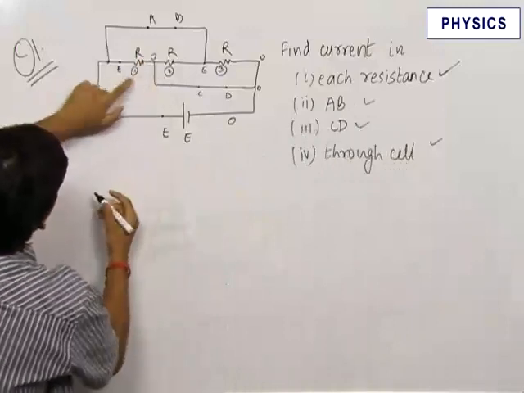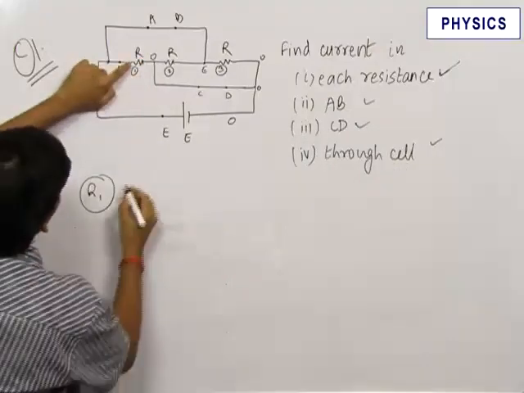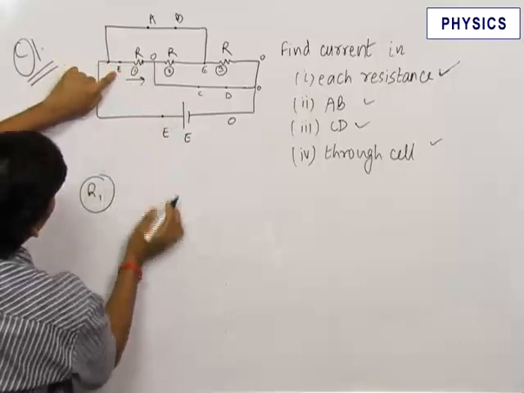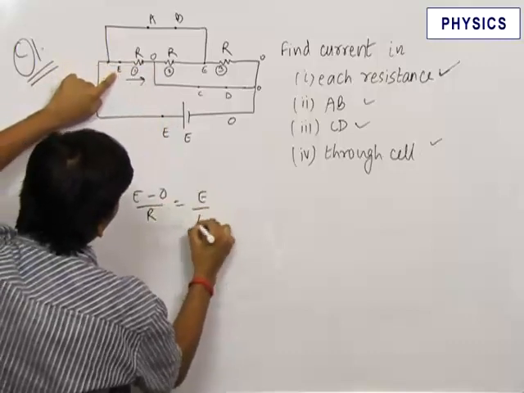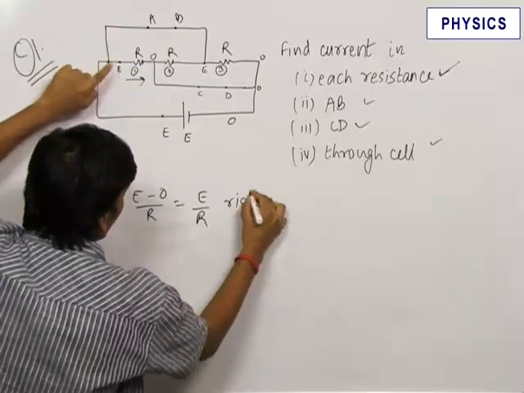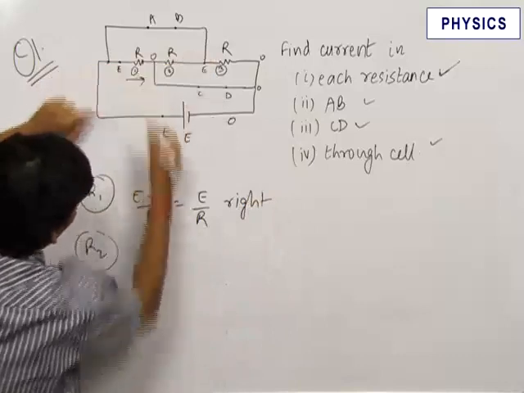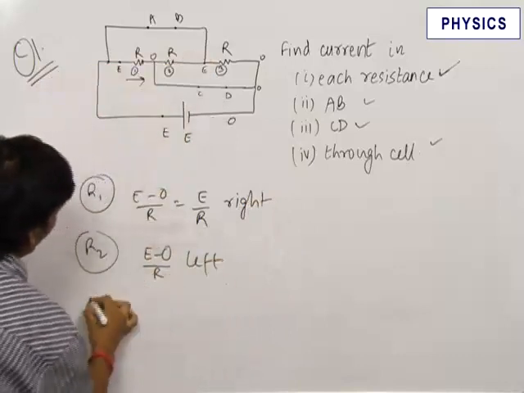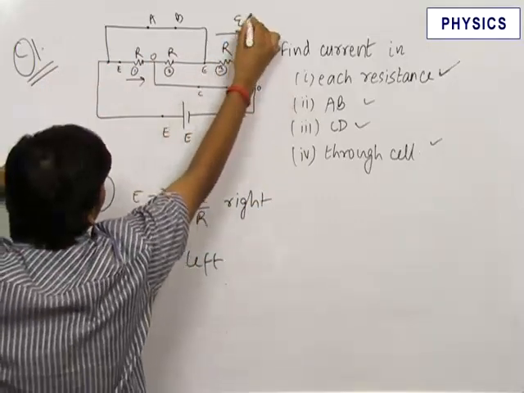Let us look at resistance R1 first. For R1, the current will be in the right direction because this point is at higher voltage, and the current will be equal to E minus 0 upon R, that is equal to E upon R towards right. For R2, it will be E upon R towards left. For R3, it will be E minus 0 upon R towards right.